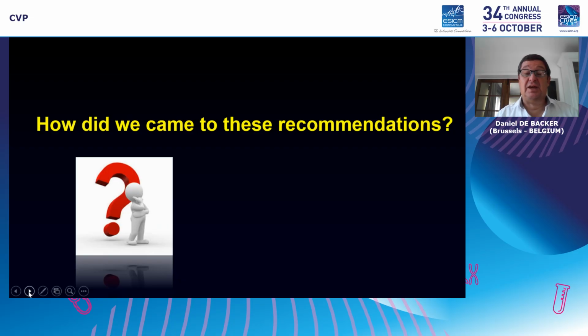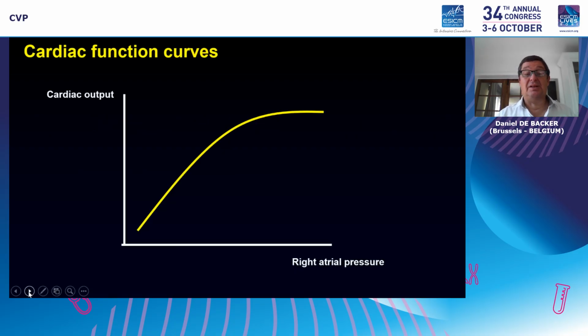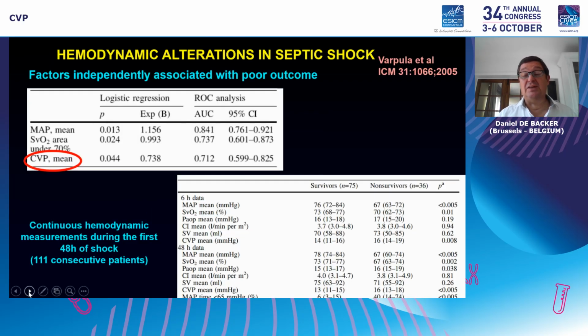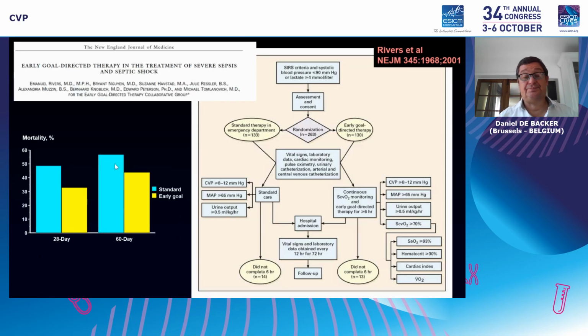How did we come to this recommendation at that time? Well, we have to look at the cardiac function curves. Indeed, there is some relationship between the right atrial pressure and the cardiac output. And also, when looking at the relationship between the outcome and CVP, we can also see that higher CVPs are associated with a poor outcome.